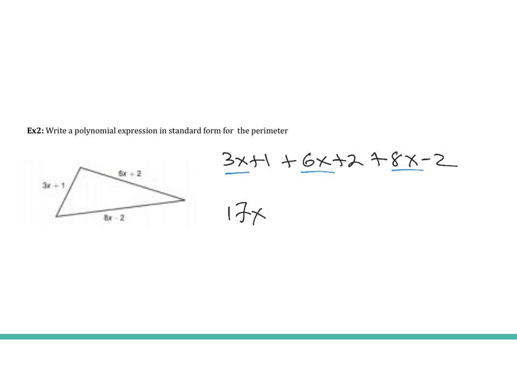And I can also combine my other terms. So I have 1 plus 2 minus 2, and that's going to simplify to be plus 1. So now, again, I have an expression that represents the perimeter, or the outside distance, of my triangle.